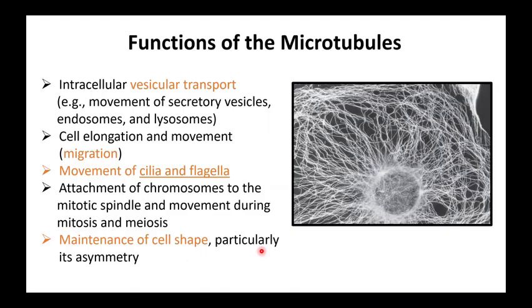Vesicular transport, secretory vesicle, endosome, lysosome. They are all the vesicles, aren't they? So they will be moving around. How would they move around? They don't hang in the air or fluid and then swim around. No. They have to have certain proteins on the surface of those vesicles, which is attached onto the microtubule, and then they move around.